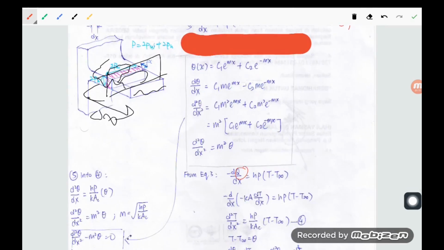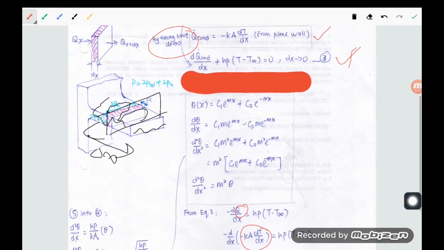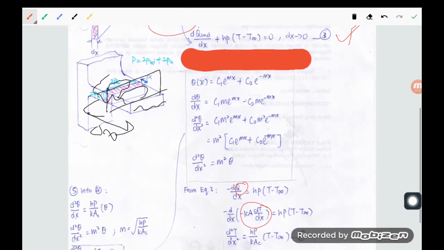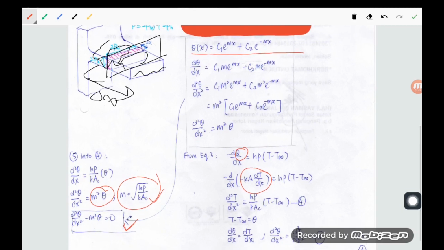we can substitute the Q with the conduction from the fin wall, which is negative k A dT over dS. After we rearrange them, we will get the m value, which is this one. The general solution for this equation is this one. So that's how we come out with the final solution for the fin equation for all the cases.